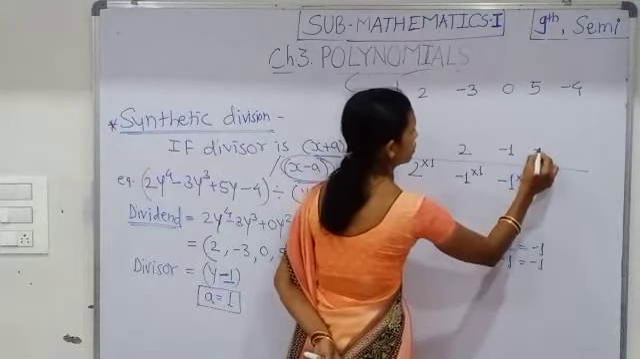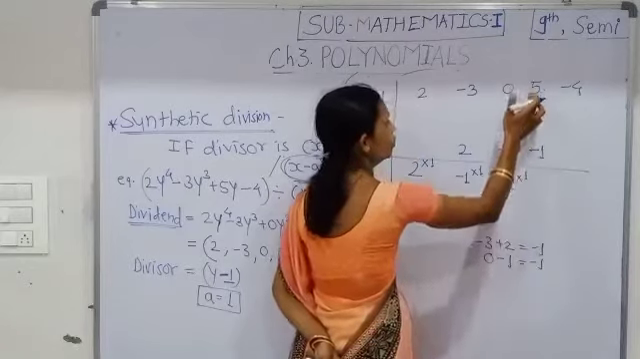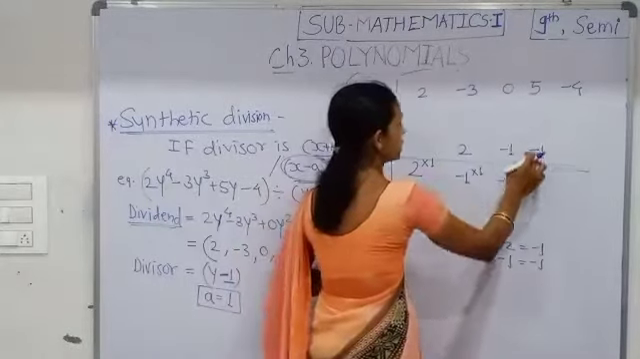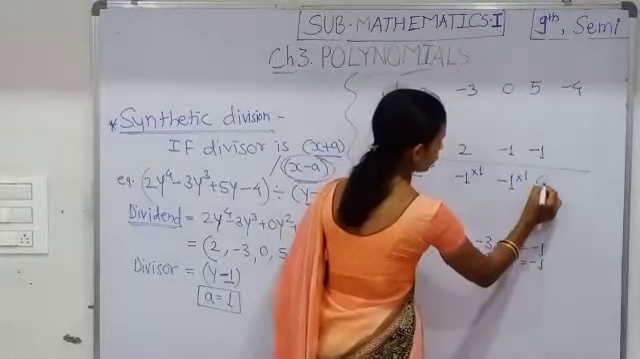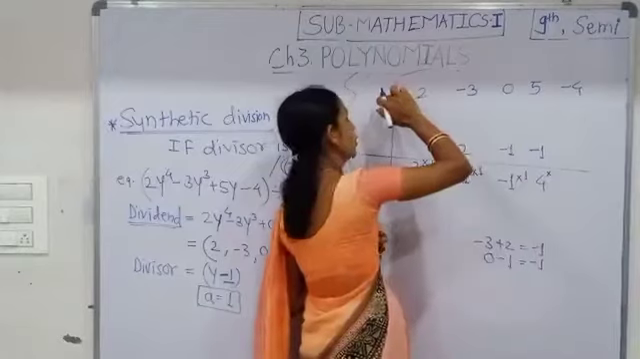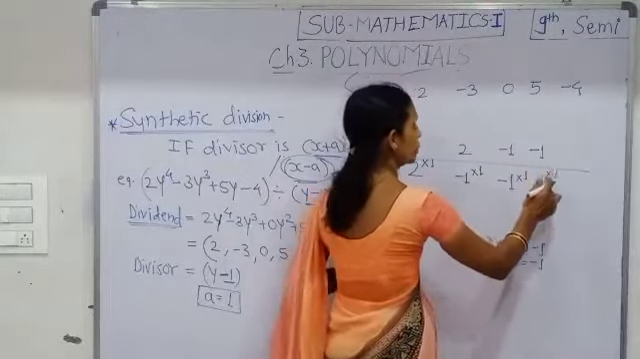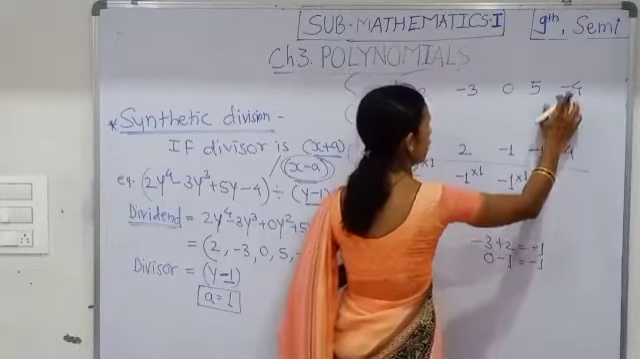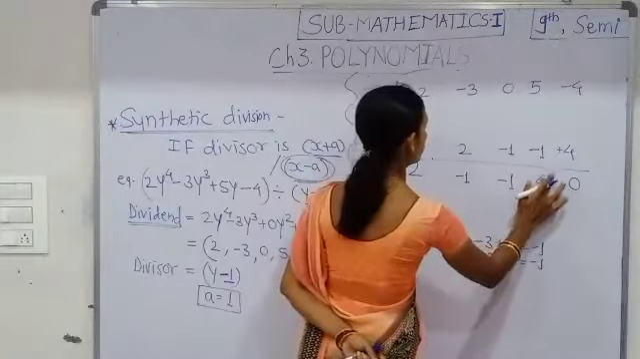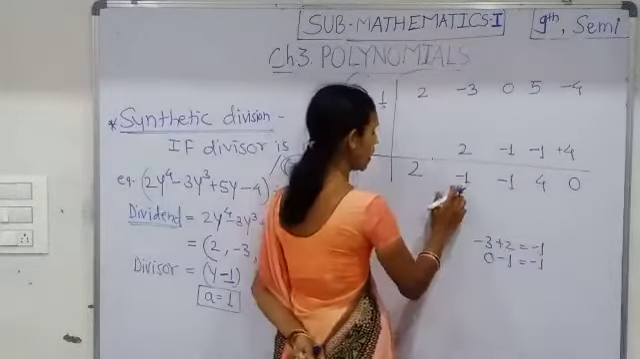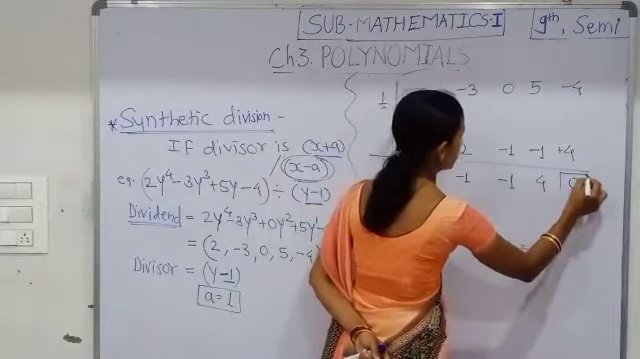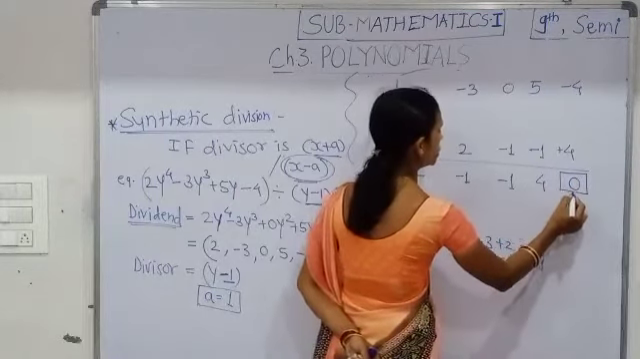We write minus 1 below the coefficient in the fourth term. Therefore 5 minus 1 is 4. Then we multiply that 4 by 1 again, and we get 4 into 1, that is plus 4. Minus 4 plus 4 gives 0. The set of numbers is 2, minus 1, 4, 0. Out of that, the last number 0 is the remainder.